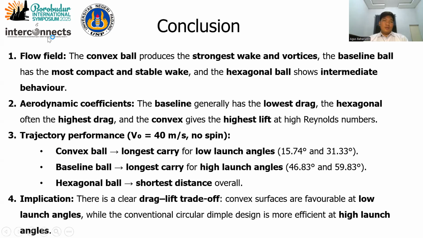Conclusions. For the flow fields, the convex ball produces the strongest wake and vortices, and the baseline has the most compact and stable wake. For the aerodynamic coefficients, the baseline generally has the lowest drag compared to the others. And for the trajectory and performance, the baseline still has the longest carry for the high launch angles.